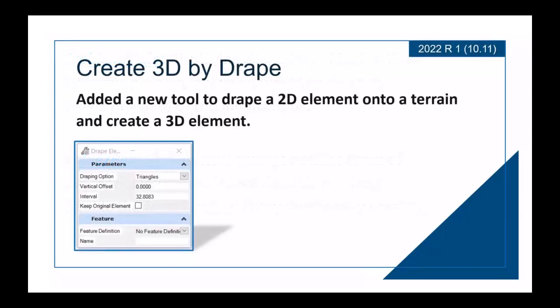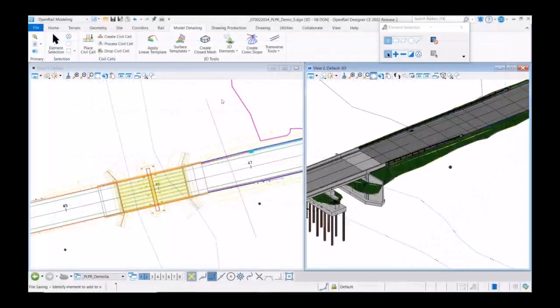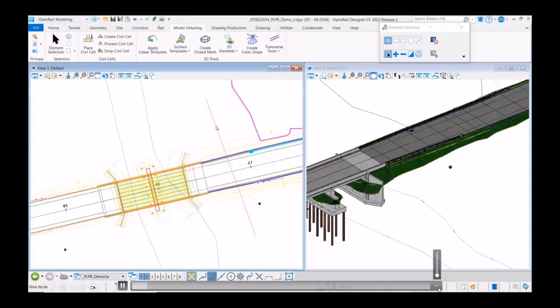All right, next, Dan, create 3D by Drape. We added a new tool to drape a 2D element onto a terrain and create a 3D element. So again, you could do this in the past, but you had to create a profile. What we've done now is we just kind of reintroduced a functionality that was in our legacy products that says, hey, I just want to create a 3D graphics. Let's take a look at this real quick.